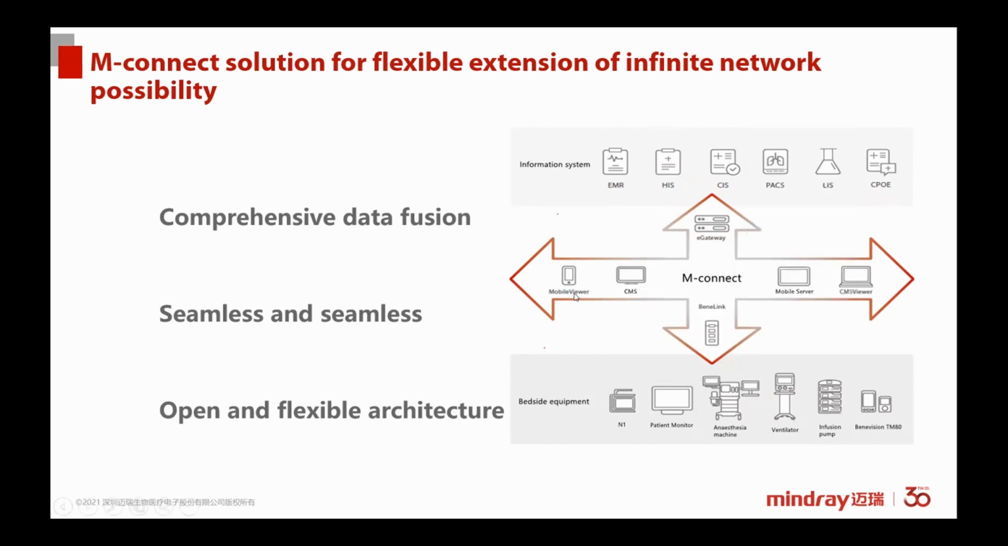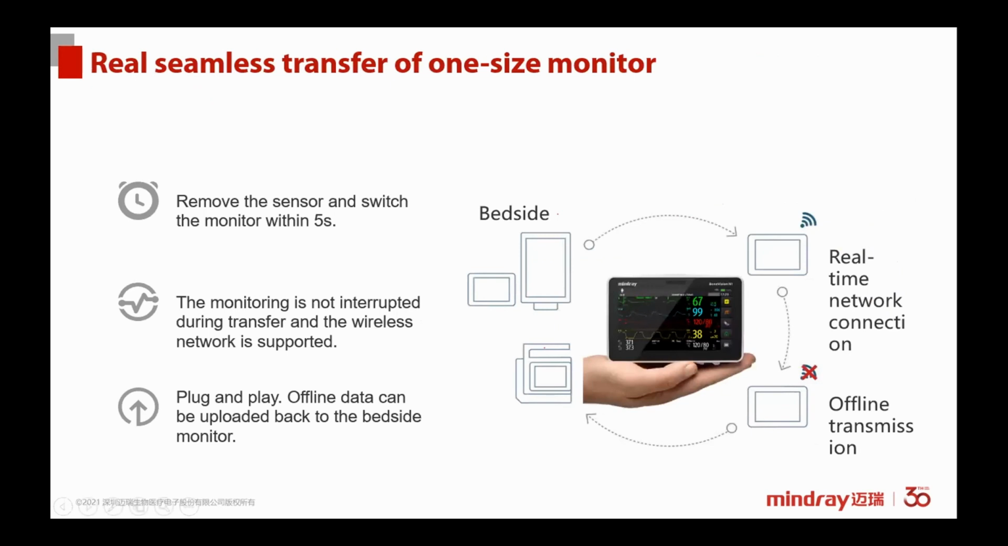Okay, so next one is our transfer monitor N1. We can use the transfer monitor N1 to replace the MPM module, the multiple parameter module. In addition, N1 is an important part of the M-Connect solution. You know that the N1 monitor has the size of the common module, and it has a small touch screen, 5.5-inch touch screen, and it combines all the basic parameter measurement function.